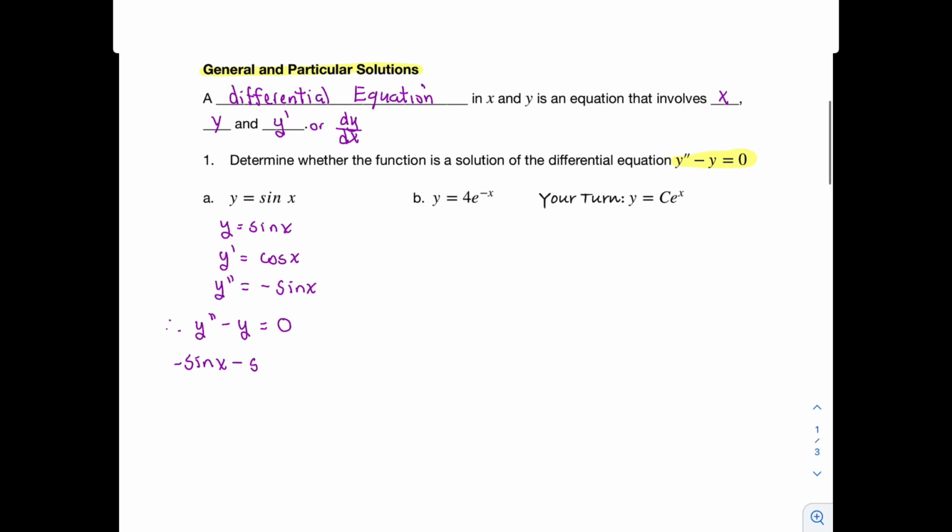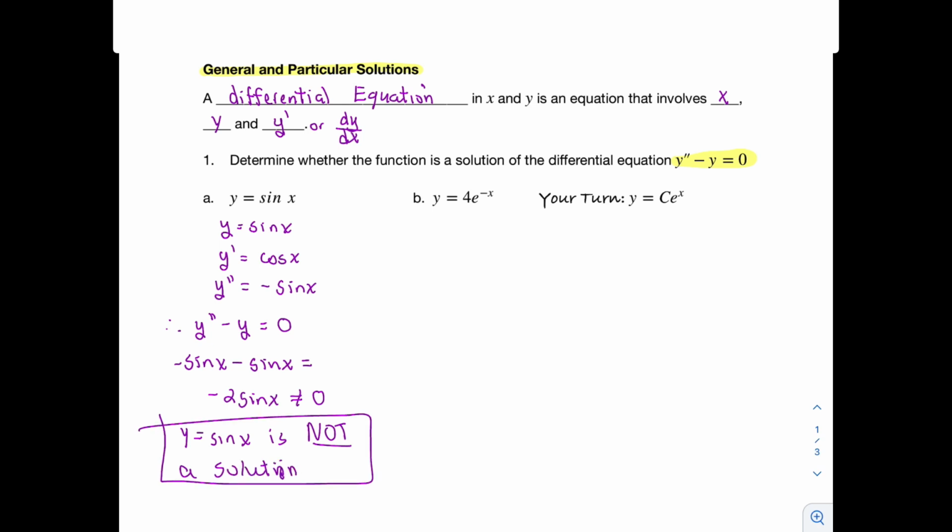Now I'm checking to see if I get a true statement, if y double prime minus y is equal to 0 or not. So I get negative 2 sine of x, which is not equal to 0. So that tells me the y equals sine of x is not a solution to this differential equation.